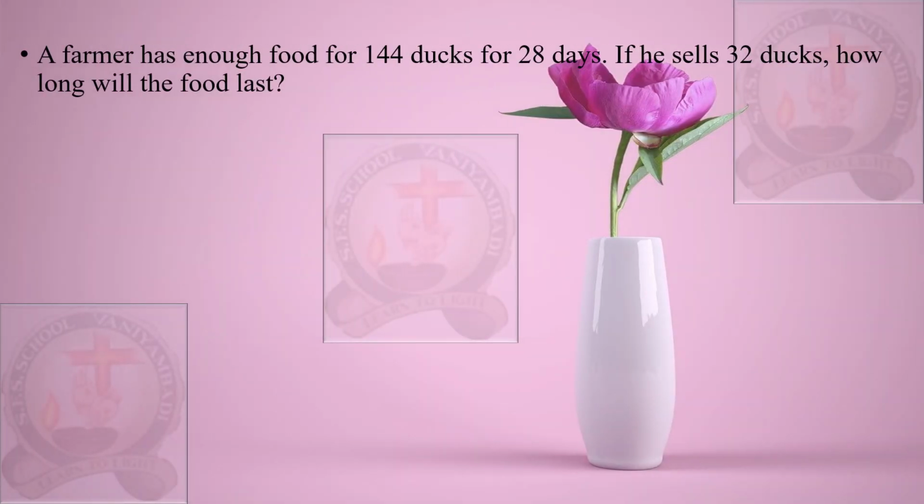What is the second question here? A farmer has enough food for 144 ducks for 28 days. If he sells 32 ducks, how long will the food last here? That is the question here. Okay, let us understand like this. 144 ducks, 28 days. If he sells 32 ducks, how long will it take? That is the question here.